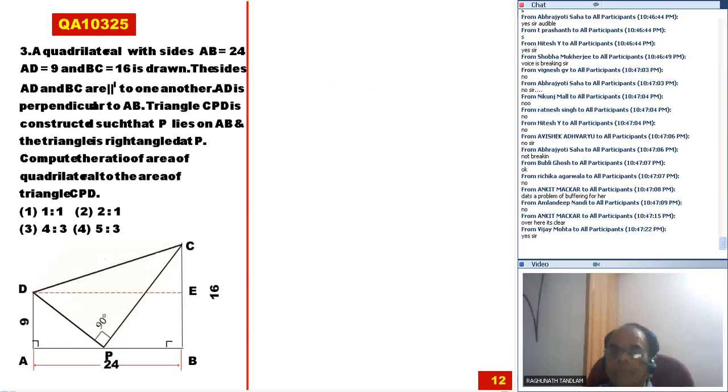A quadrilateral with sides AB 24, AD 9 and BC 16 is drawn. The sides AD and BC are parallel to one another. AD is perpendicular to AB. Triangle CPD is constructed such that it is given. Answer this question in 2 minutes from now. The diagram is self-explanatory. The questions are also clear.